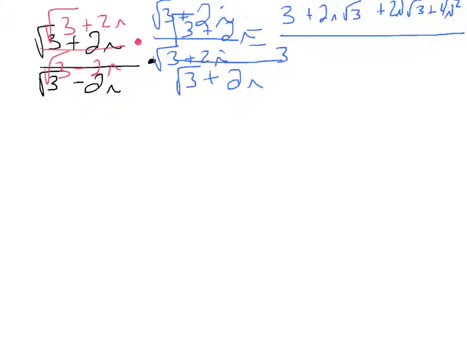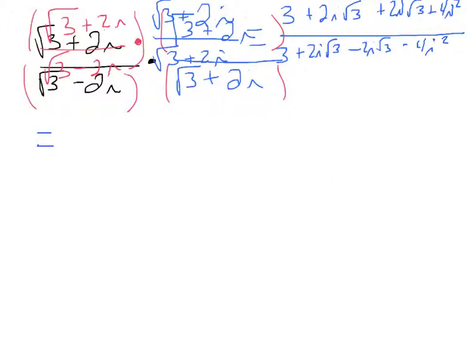which is 3. Then we have our root 3 times our 2i, which is going to be a 2i root 3. And we're going to have a negative 2i and a root 3, which is going to be a negative 2i root 3. And then we got our negative 2i and a positive 2i, which makes us a minus 4i squared.